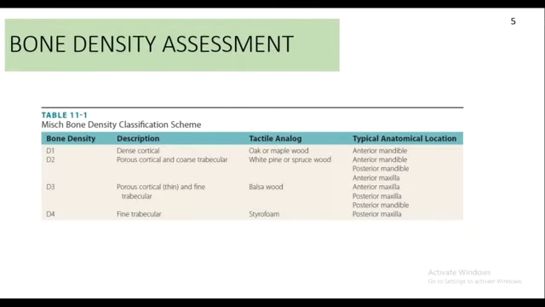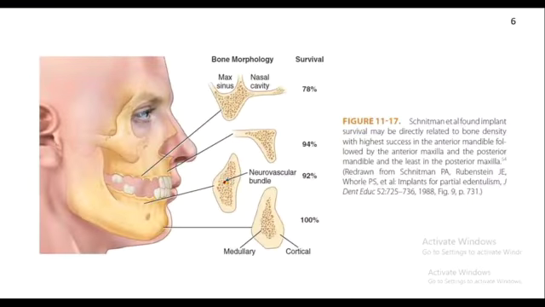The D1 type of bone is a dense cortical bone. D2 type of bone is a vine, pine, or spruce wood type, which is present in the anterior mandible and posterior mandible. And D3 type of bone is a type of porous cortical and fine trabeculae, which is present in the anterior maxilla and posterior maxilla. D4 is a fine trabeculae, that is a spongy type of bone, which is usually present in the posterior maxilla.